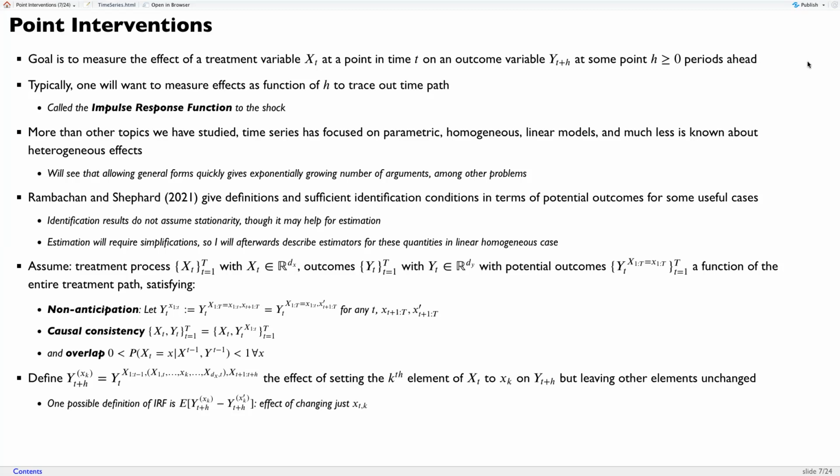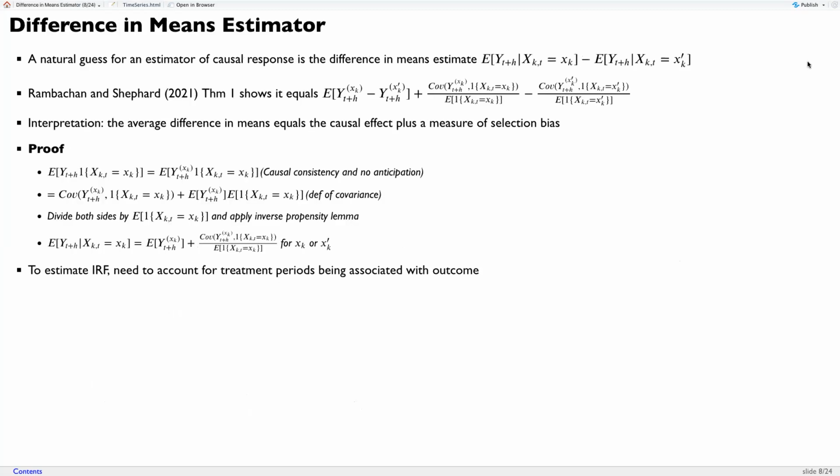I'll denote this y superscript x_{t,k}, in parentheses, to distinguish it from y given do(x_{t,k} equals little x_k), which might have effects on other variables. And so their goal for their definition of an IRF is the difference between y(x_k) minus y(x'_k). So changing just this one element just at this one point of time and leaving everything else the same. What does that do to the average y?